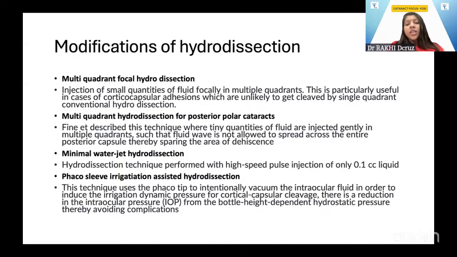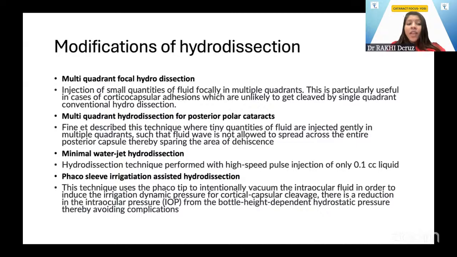Here he is injecting very tiny quantities of fluid, injected gently at multiple quadrants such that the fluid wave is not allowed to spread across the entire posterior capsule, thereby still sparing the area of dehiscence. And then we have a minimal water jet. Minimal water jet means it's a high speed pulse injection but with a very small quantity, 0.1 cc of liquid.